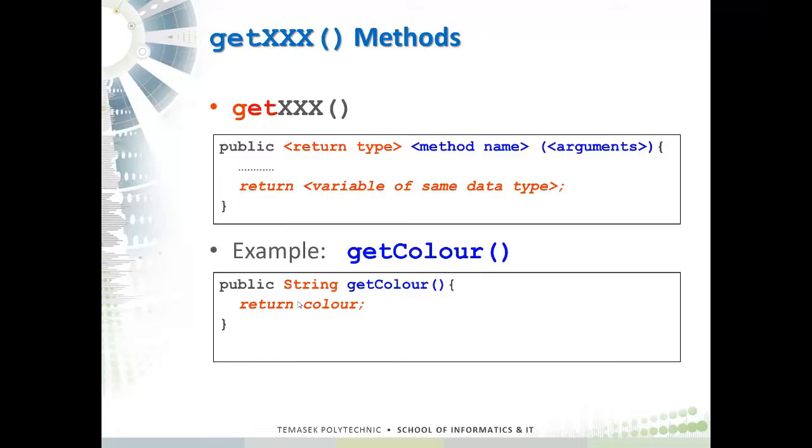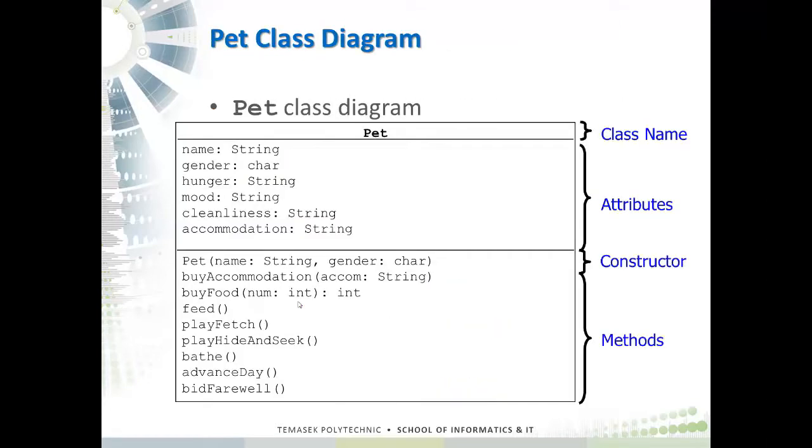Right, moving on. Get methods, also known as getter. Basically, getter's return type is the return type of whatever you're trying to return. Like, if you're trying to return hunger, say get hunger, you'll be public string get hunger. Then for getter there are no arguments, it's just smooth brackets. So in the case of mood, it'll be public string get mood. In the case of gender, it'll be public char get gender.